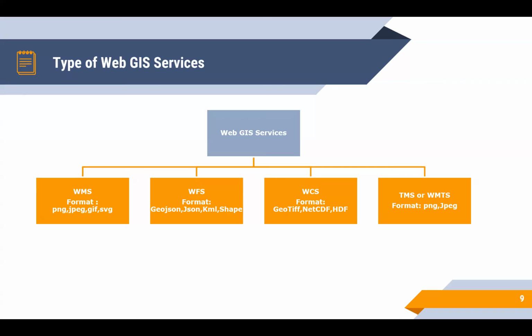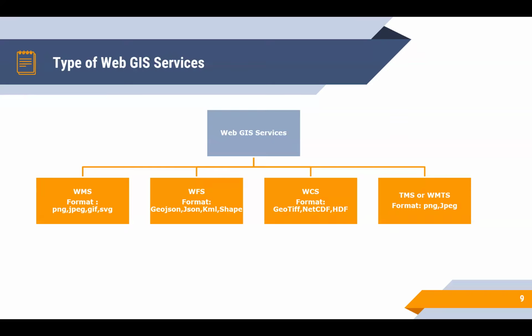WCS is basically the Web Coverage Service. When you publish any image using WCS, it will provide you the complete information of the data, meaning the metadata, when this data was created, everything you will get. But when you publish the raster data as a WMTS, Web Map Tile Service, or TMS, Tile Map Service.